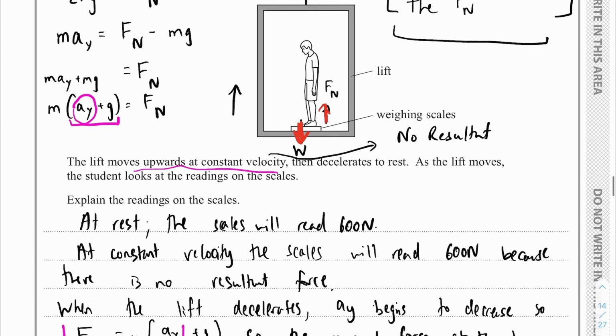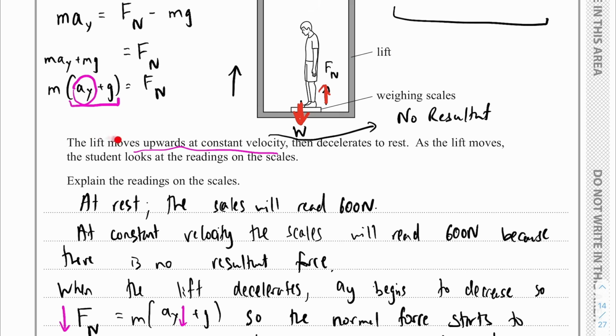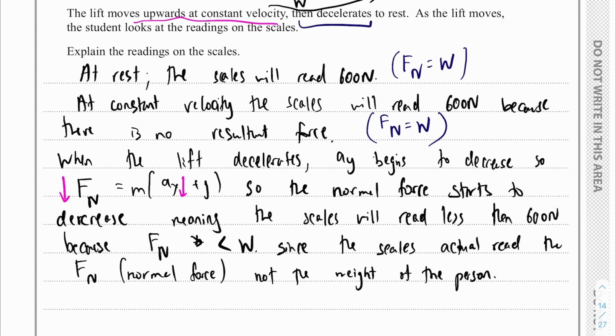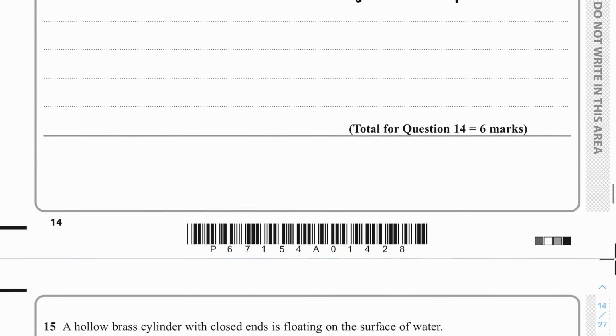And then we said at rest, obviously we don't have any acceleration, right? It's equal to the weight. So the scales will read 600. So at rest, we can say that Fn equals W. And at constant velocity, same. We don't have any resultant force. So in both scenarios, the normal force is equal to the weight. But in the third scenario, when it decelerates, we know that the acceleration is decreasing, right? That means the normal force is decreasing. That means the scales have to read less than the weight, because the normal force is less than the weight. So let's move on to question number 15.